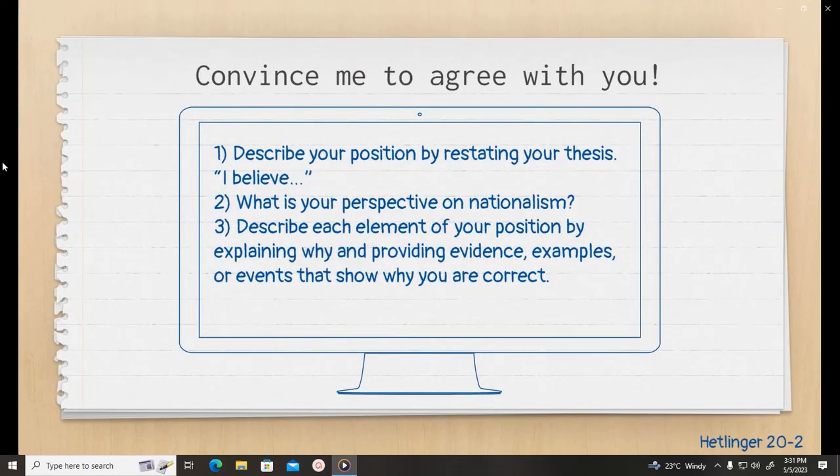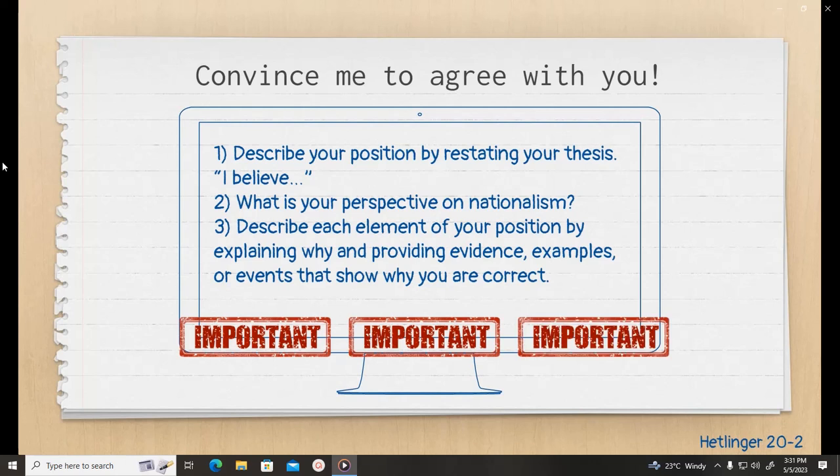So first, you're going to restate your thesis, I believe, and then fill in whatever the question was asking. What is your perspective on nationalism? Where should we fall? Describe each element of your position by explaining why and providing evidence, examples, or events to show why you are correct. It's important that when you're explaining, you actually use things that are happening in everyday society. Perhaps you know something you've heard in the news, or perhaps you remember something from history.